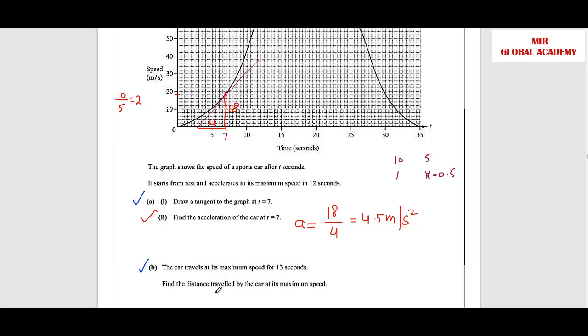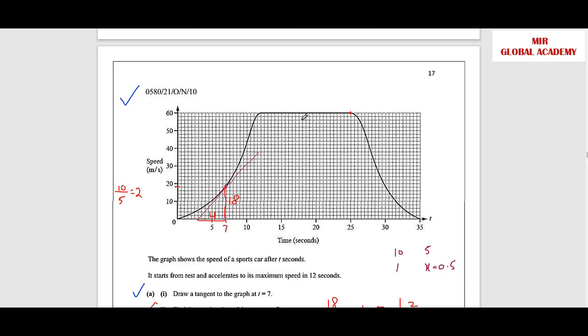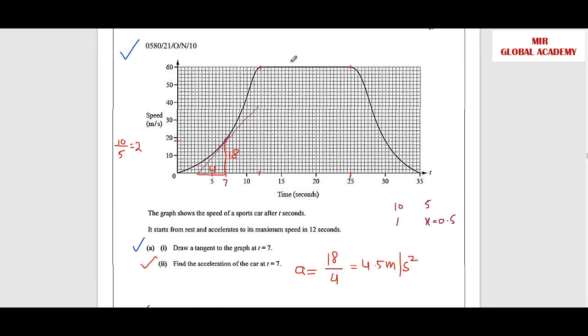So distance traveled is basically the area under the graph. Now we have to find the distance of that part of the journey where the car traveled at its maximum speed, and that is for 13 seconds. The car was running at maximum speed at this portion, so it is from here. It is given in the question, it is 13 seconds. No need to calculate it accurately here because it is given in the question.